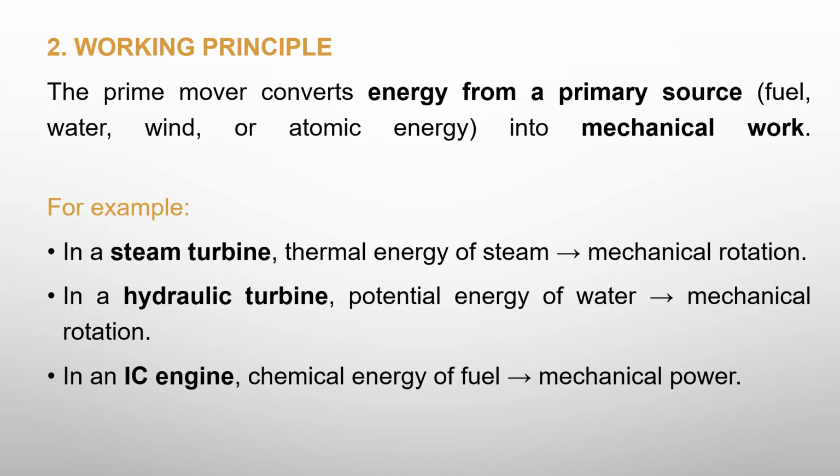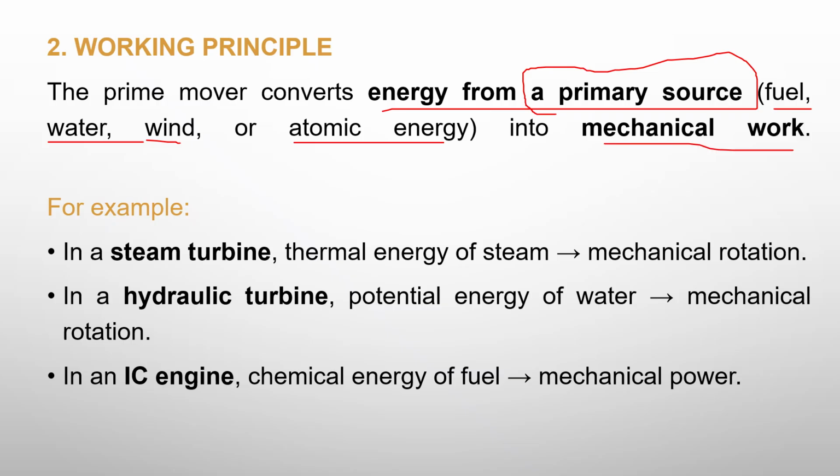Now what is the working principle of the prime mover? The prime mover converts energy from the primary source. This primary source of energy may be a fuel, water, wind, or atomic energy, converted into mechanical work. It means the energy which is available in the primary source is converted into mechanical work.